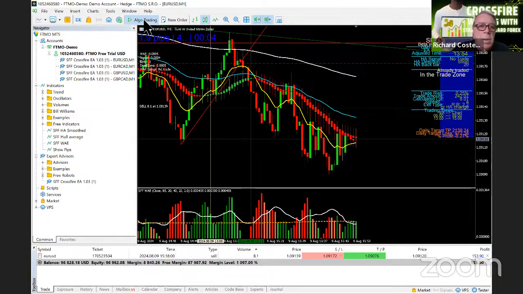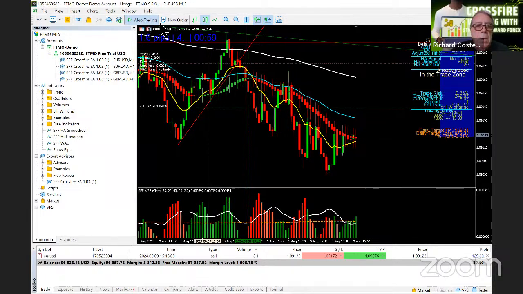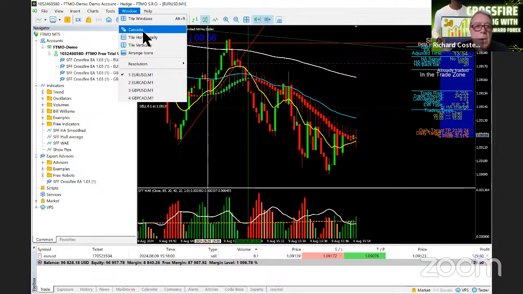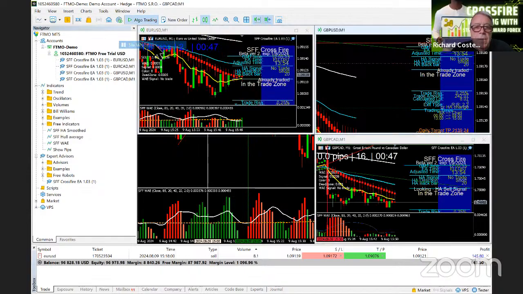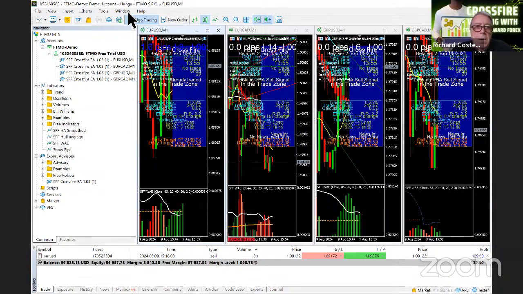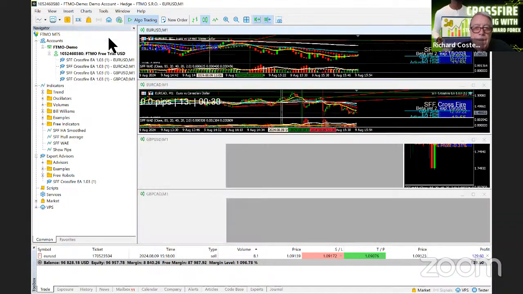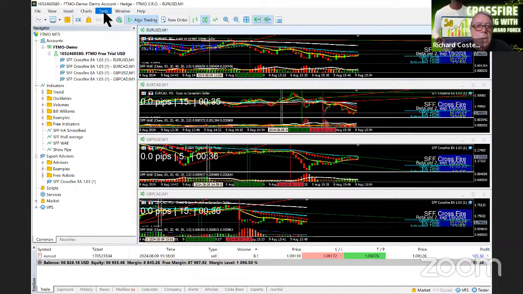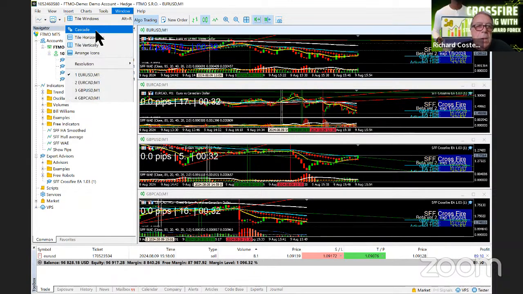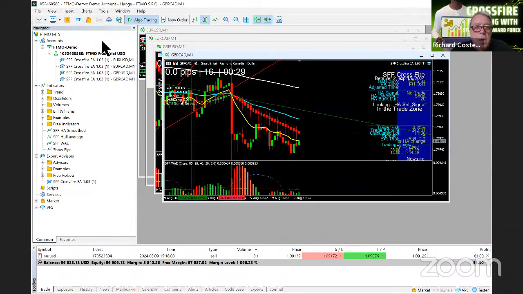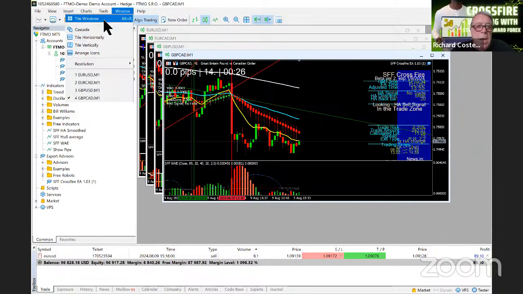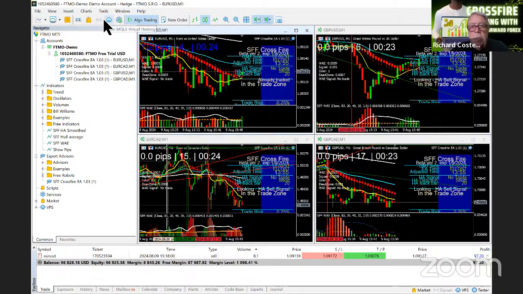So I'm going to go back to the 4 windows and we'll get into the end of the session. If you've got any questions. You can arrange these 4 charts any way you want. You can arrange them vertically, or horizontally, 1, 2, 3, 4, or you can cascade them, so you've got them like that, or I like mine tiled, 1, 2, 3, 4.